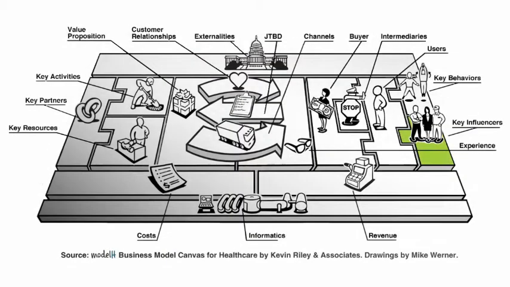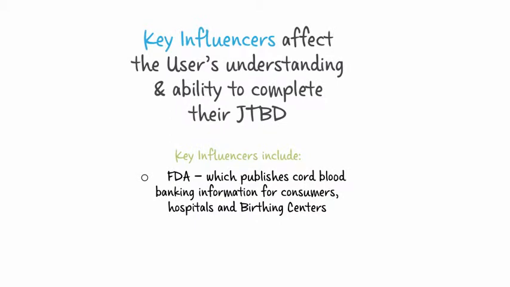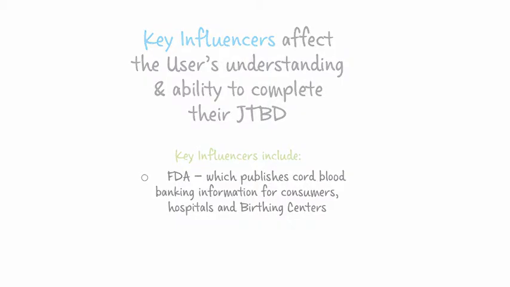Key influencers affect a user's understanding and ability to complete their job to be done. In this model, the FDA, which publishes cord blood banking information for consumers, hospitals, and birthing centers, acts as a key influencer to all parties involved.